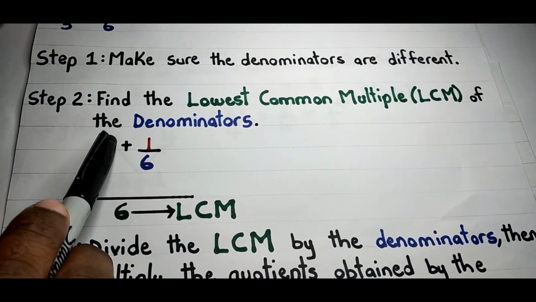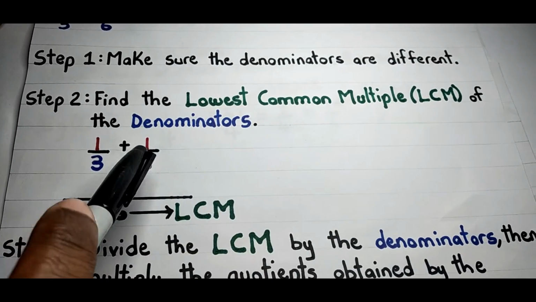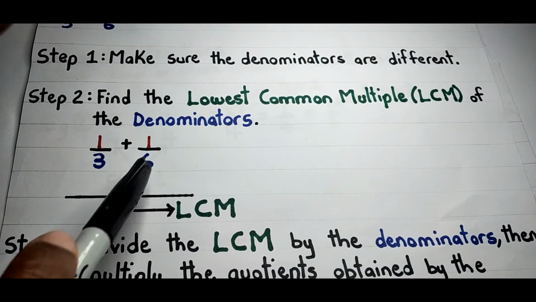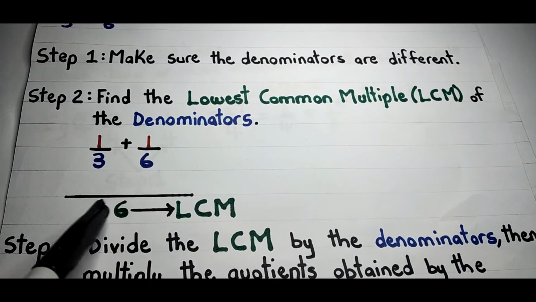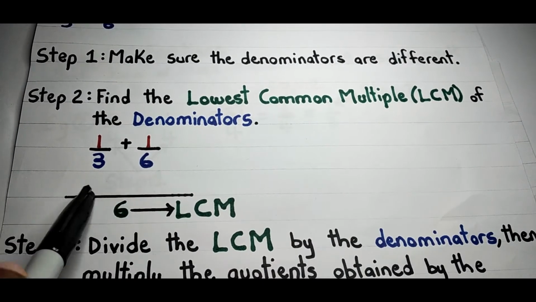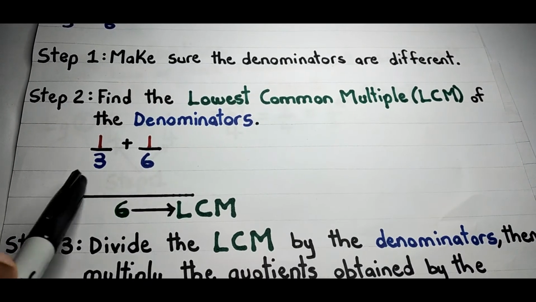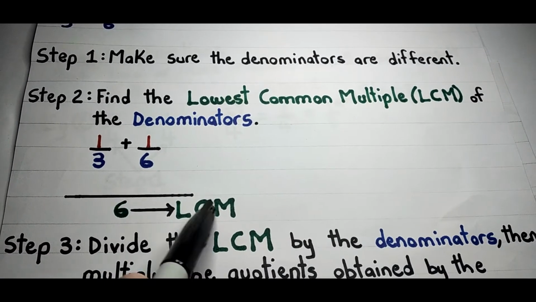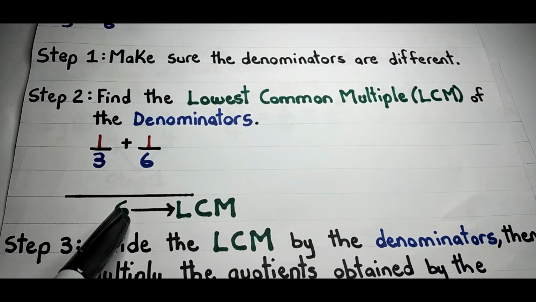So here we have 1 over 3 plus 1 over 6. The lowest common multiple means the lowest number that both 3 and 6 can go into without leaving a remainder, and that number is 6. This is how we set this up. We draw a vinculum like this, leaving a little space right here, and you will soon see what goes on this line. We put the LCM, the lowest common multiple, underneath.